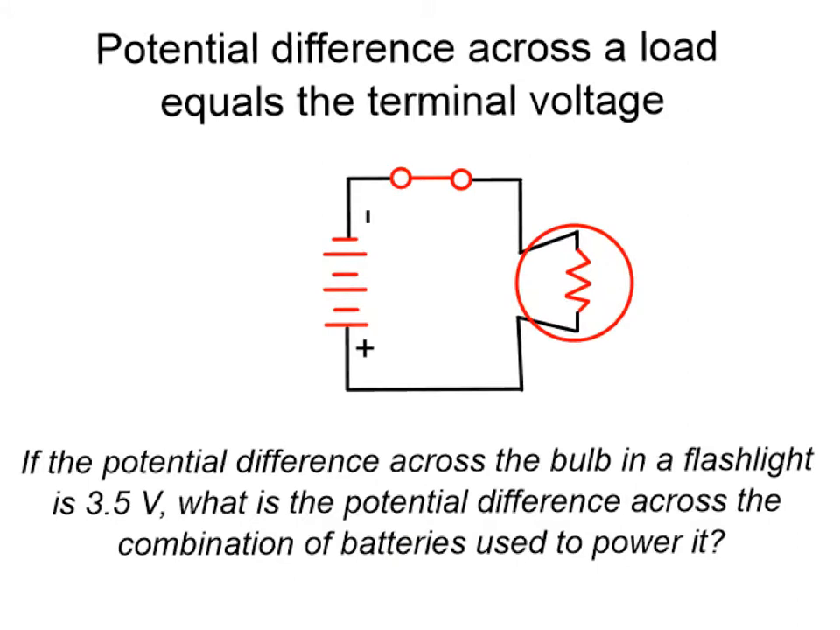So one parting comment: the potential difference across a load. So here's our load, remember. The potential difference across there is going to equal the terminal voltage. And in this case, let's take an example. If our potential difference across the bulb in a flashlight is 3.5 volts, what's the potential difference across the combination of batteries that are used to power it? It's going to also be 3.5 volts.